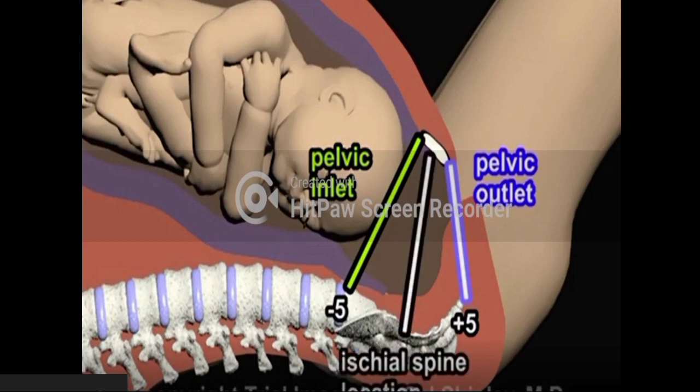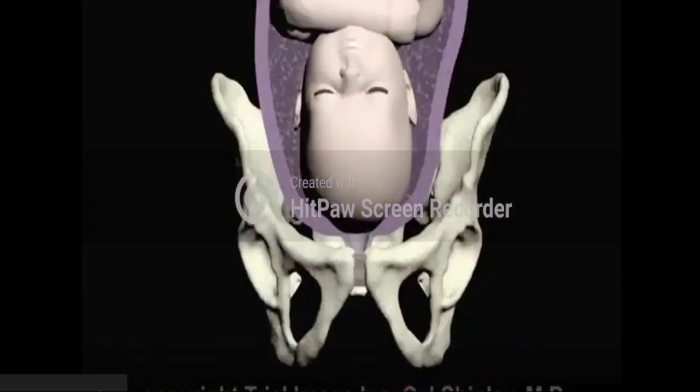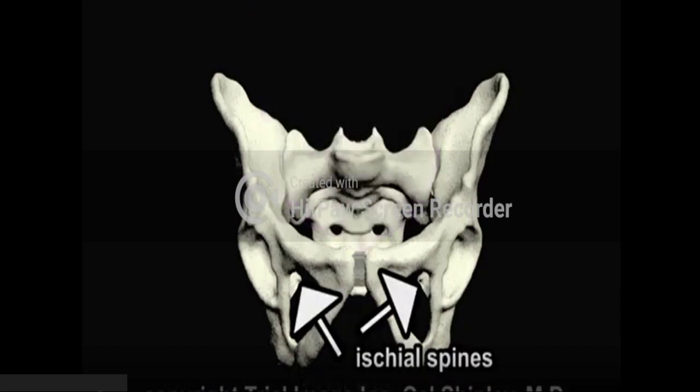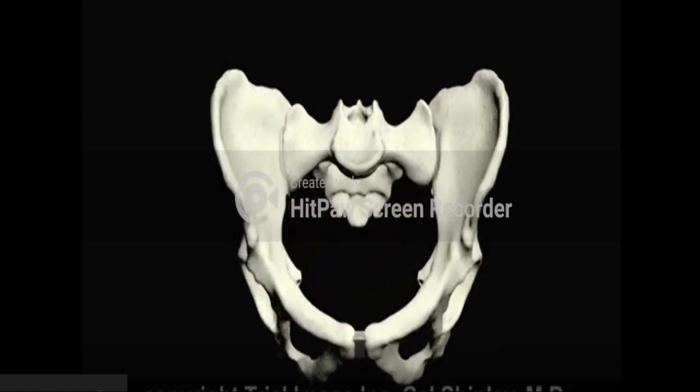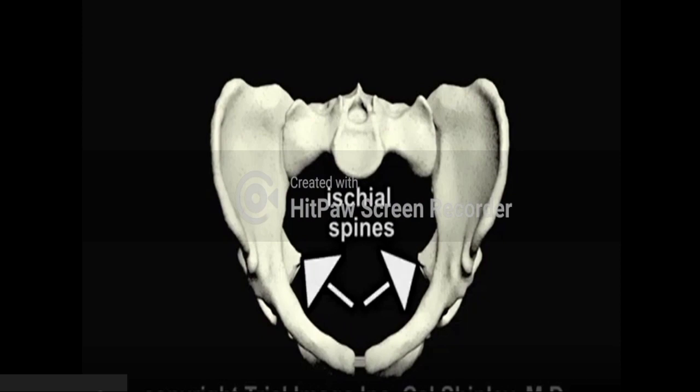Located approximately halfway between the pelvic inlet and the pelvic outlet are the ischial spines of the maternal pelvis. The ischial spines are difficult to depict on a cross-sectional side view, so let's switch to a frontal view to clarify their anatomical position. Rotating to a view from above the pelvis gives us an even better look.